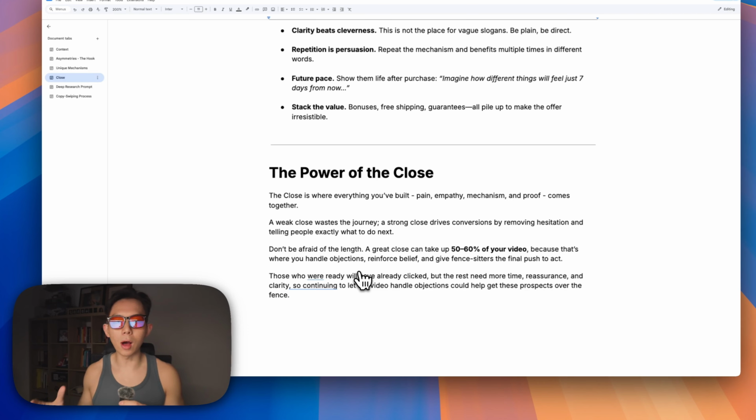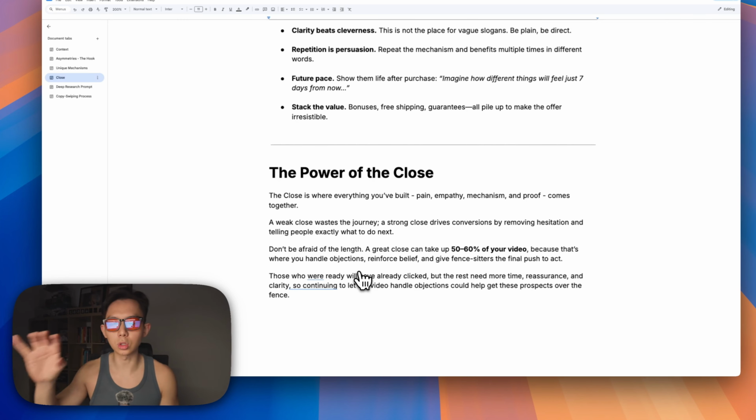So sometimes people ask me, what if the video ends up being really long? That's completely fine. Don't be afraid of the length. A great close can take up to 50 to 60% of your entire video, because that's where you handle objections, you reinforce belief, and you give fence sitters the final push to act.